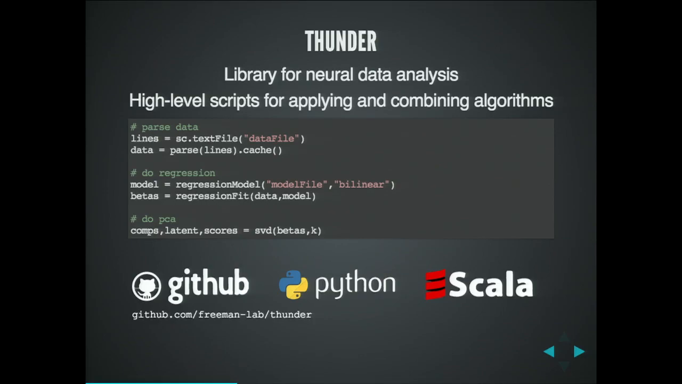But in a few special cases, we also have Scala implementations. So that's all the technology behind what we're doing. What I want to do now is show you a couple examples of the kinds of experiments we're doing and how we're using these large-scale analytics to find interesting patterns in the brain.